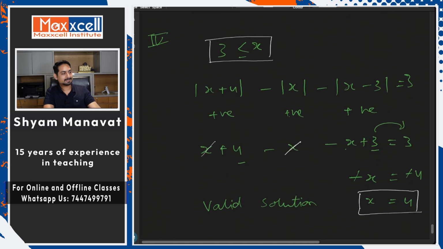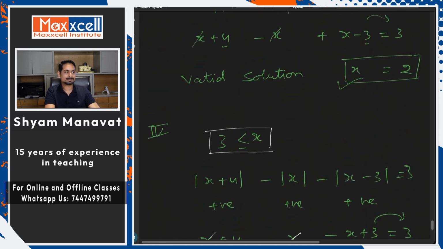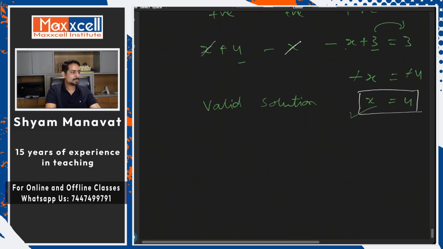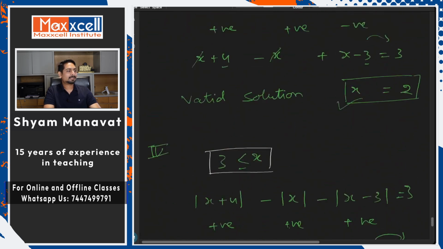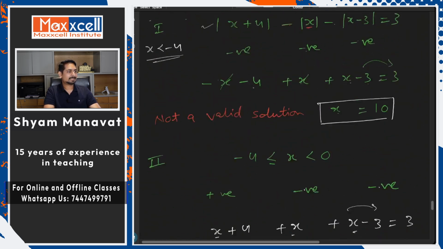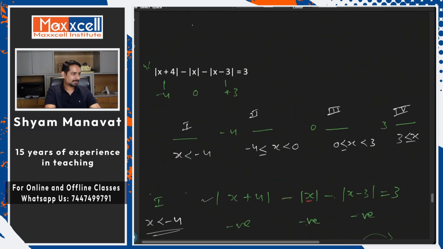So you got now only 4 segments for there. We solved for all 4 segments and we got 2 valid solutions. One is x is equal to 2 and one is x is equal to 4. So what will be the answer? Tell me, what is the answer? You get x is equal to 2 or 4. Both of these values will satisfy the original given equation.